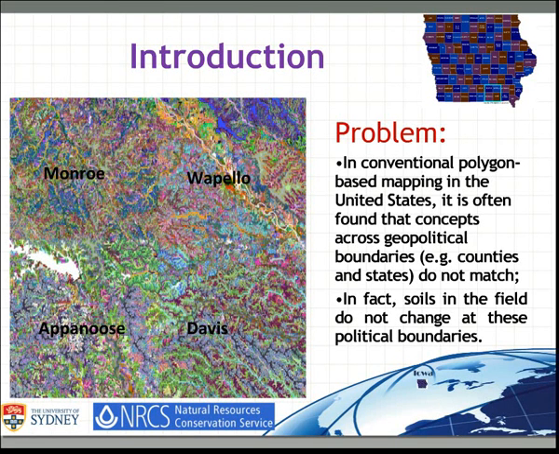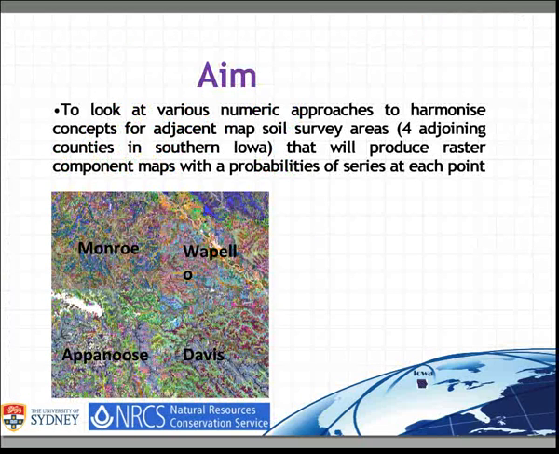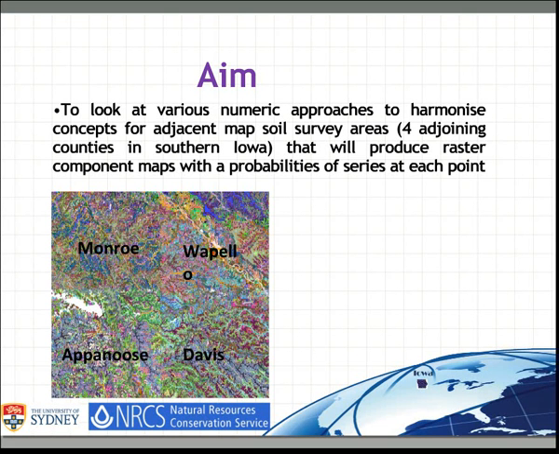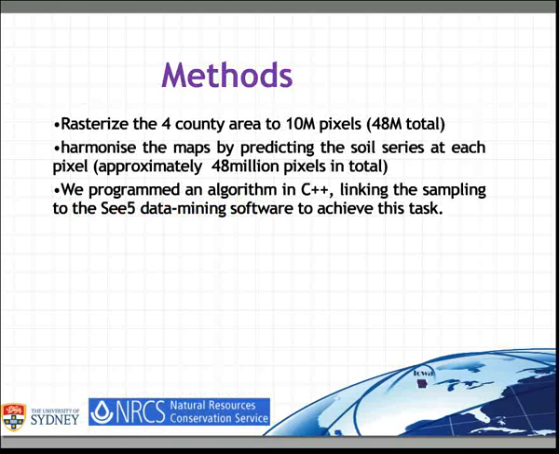So again, we're looking at the issues that we're all very familiar with, the joint issues at internal political boundaries, such as between these 4 counties, and you can clearly see the issues in these 4 counties. So the aim was for the researchers to look at some numeric approaches to harmonize the concepts and produce a raster product, and these rasters would have probability predictions of soil series at each grid point. So this was a 10-meter grid is what we were working on.